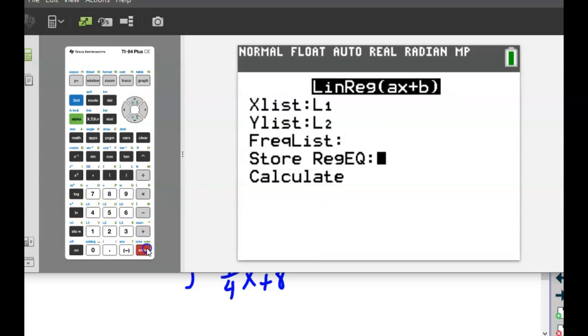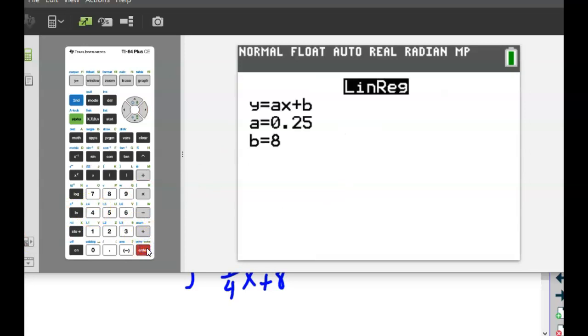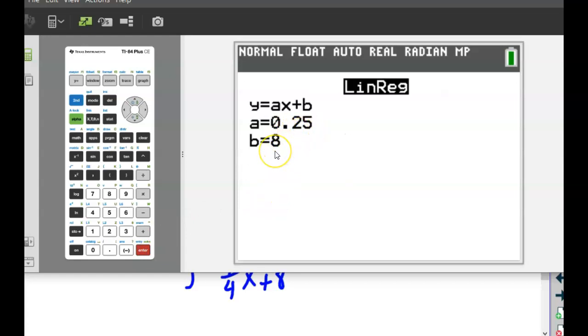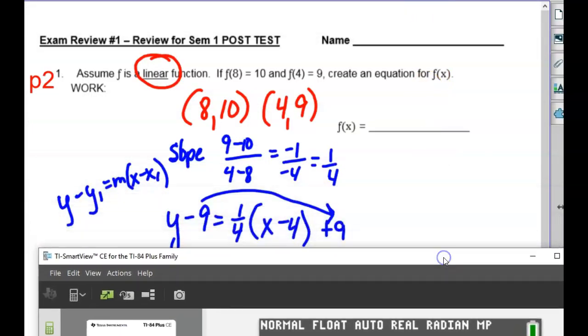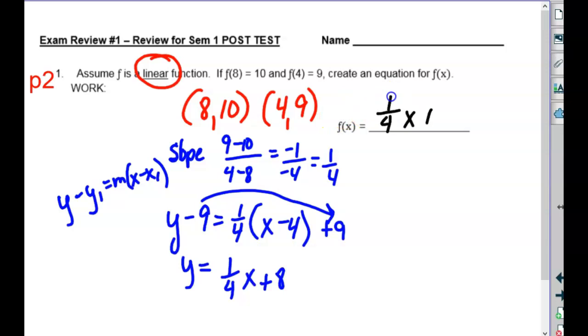And I don't even really need to store it because I just have to write it on my paper. It says 0.25x plus 8. Is that what we got? Except as a fraction? Okay. Does everyone understand that f of x means y, so you need to get it in that form, and we're all good? Okay, so feel free to cheat and use the linear regression.